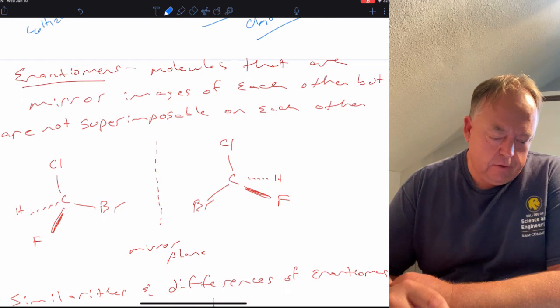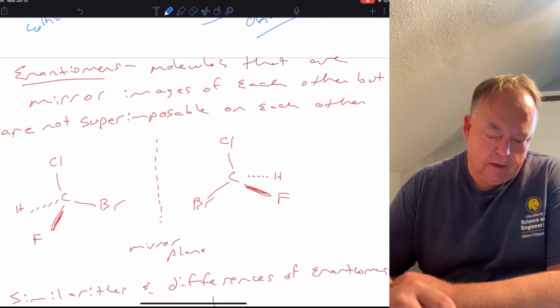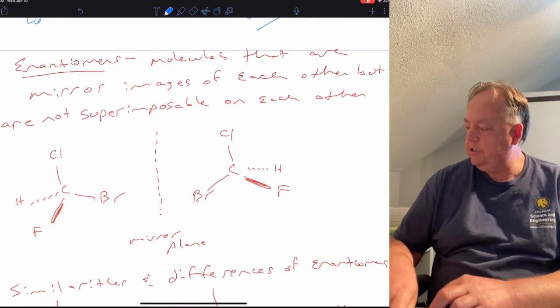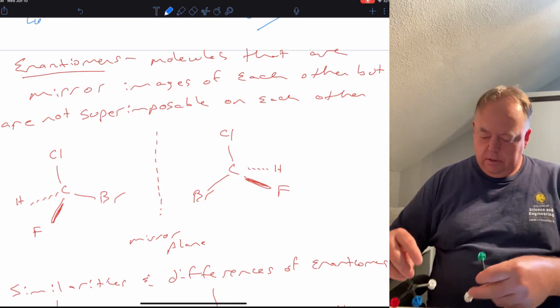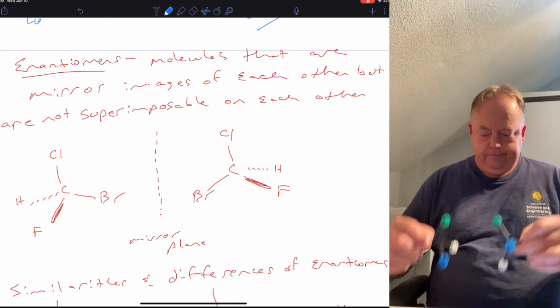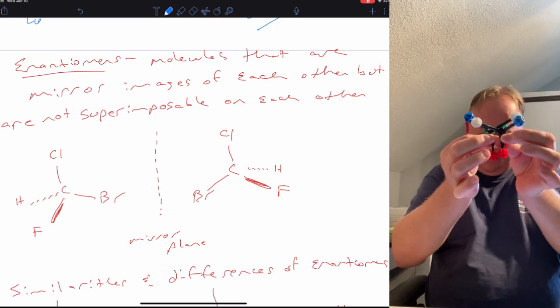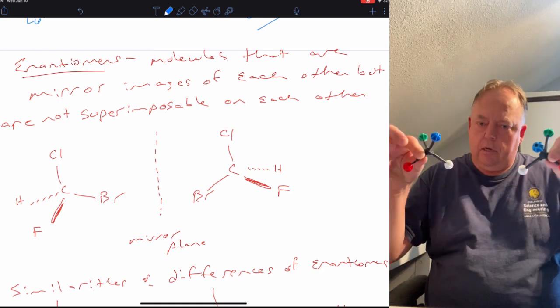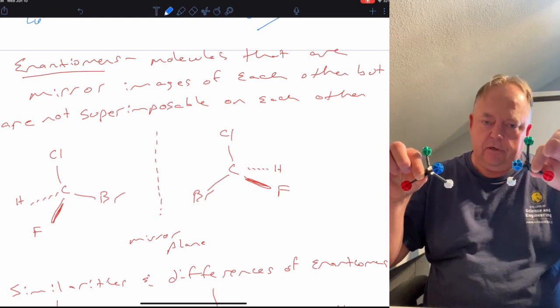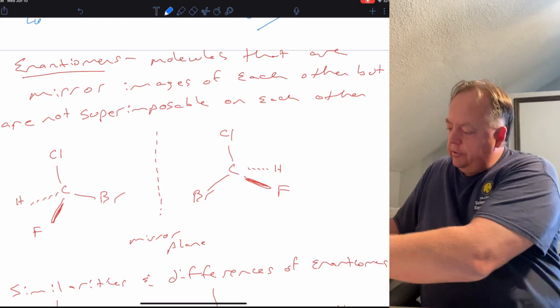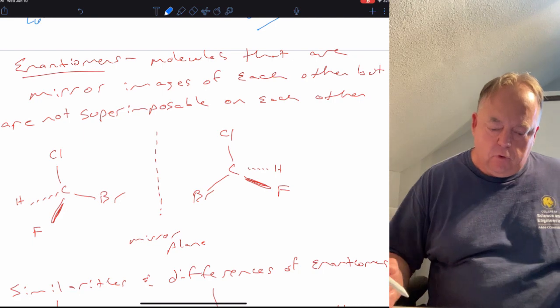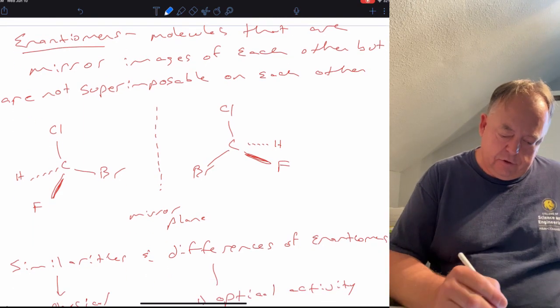Okay, so molecules that are mirror images of each other, but are not superimposable on each other. So that would be right like those. Those are mirror images, but not superimposable on each other. These 2 molecules are said to be enantiomers of each other. So enantiomers are non-superimposable mirror images of each other, and so this will be an example.